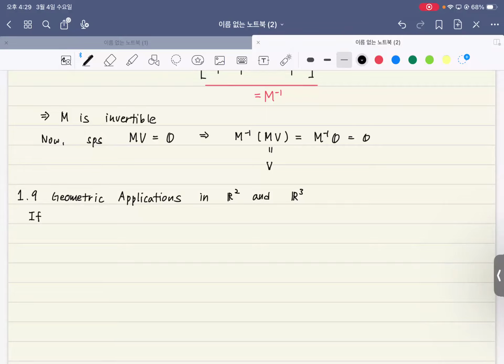Okay, and first, I want to introduce some way to describe lines or planes in 2 and 3 dimensions.